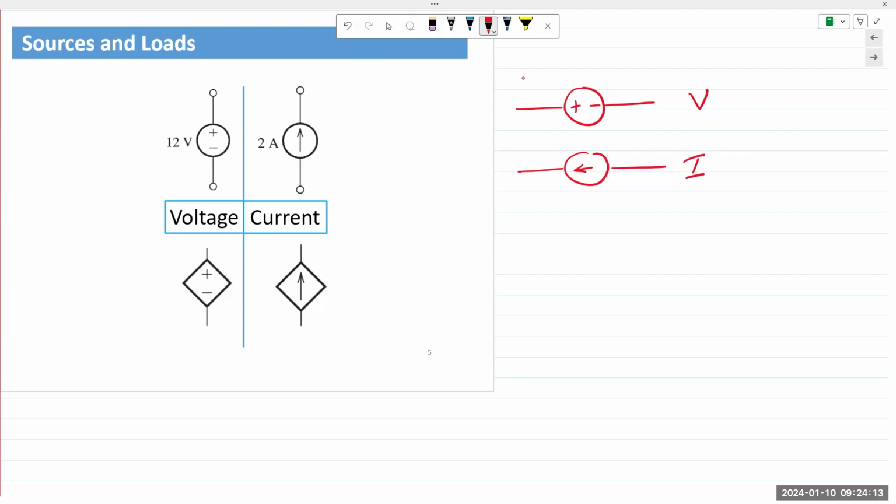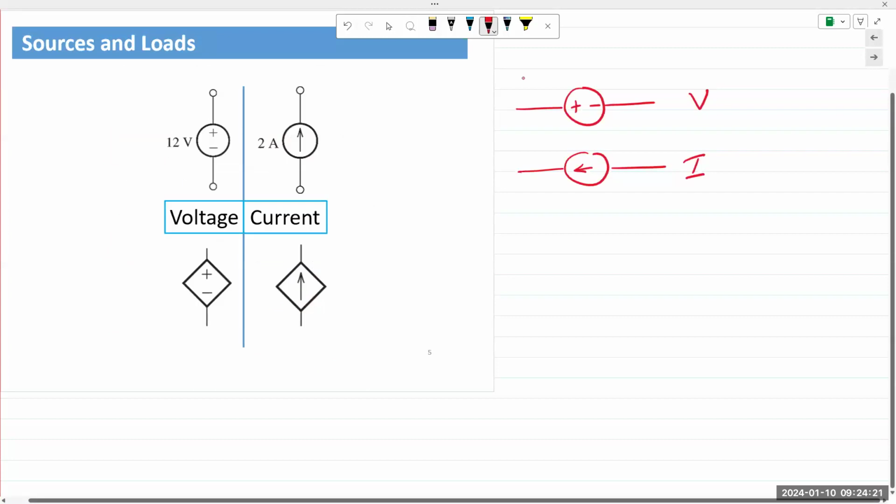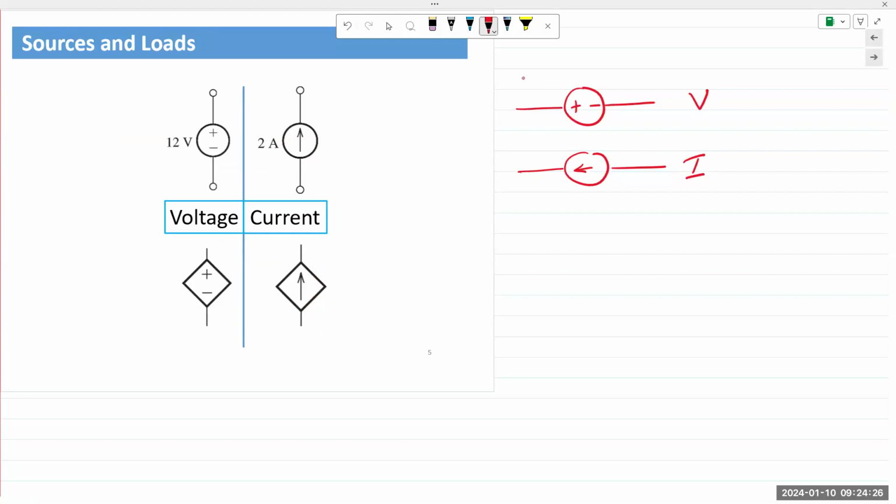Anyone know what the diamond symbol is? The diamond notes a dependent source. So the circular sources are for independent sources. The diamond is for a dependent source. Okay. So this is independent. And this is a dependent source.